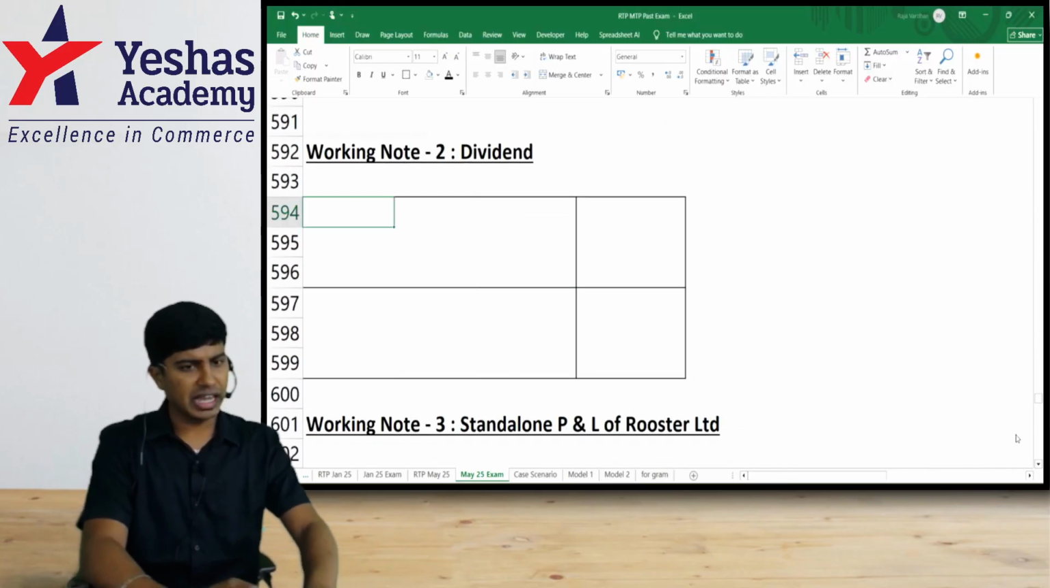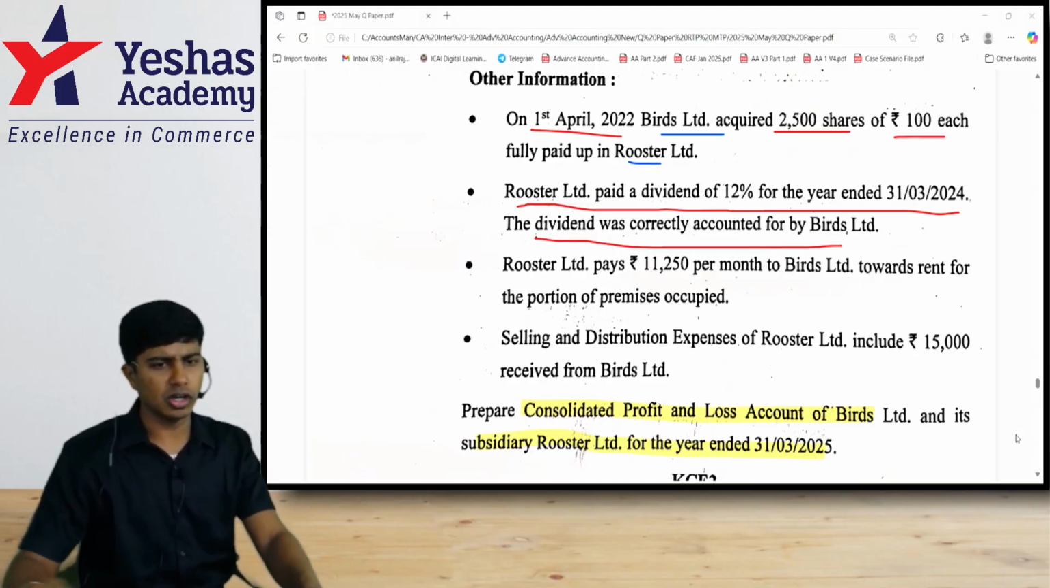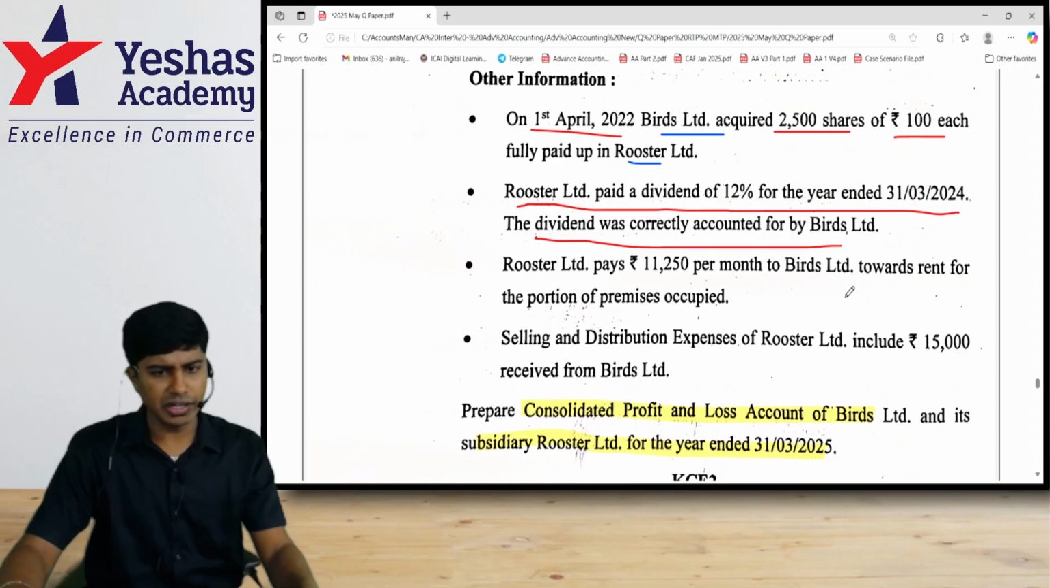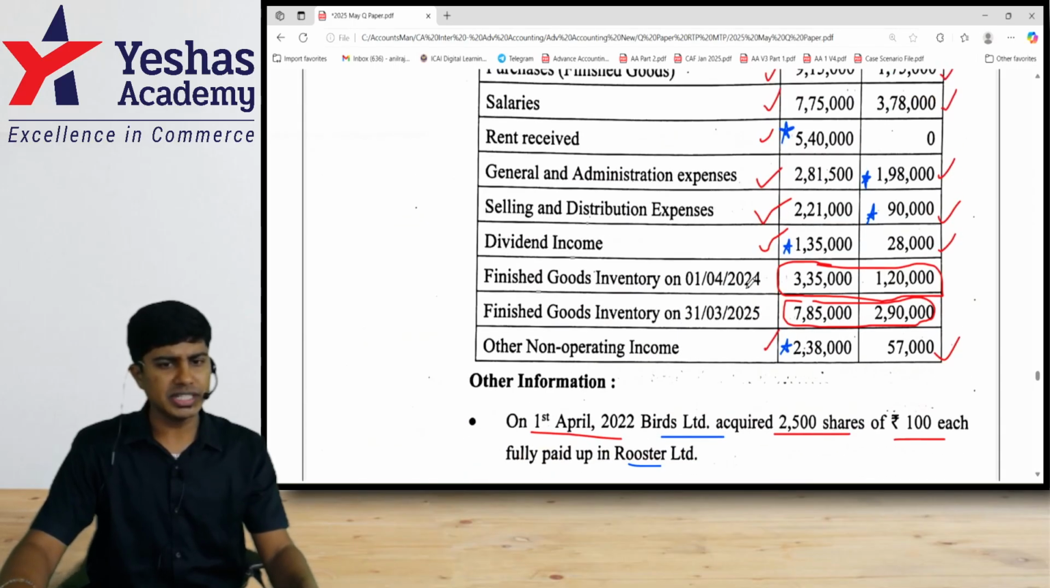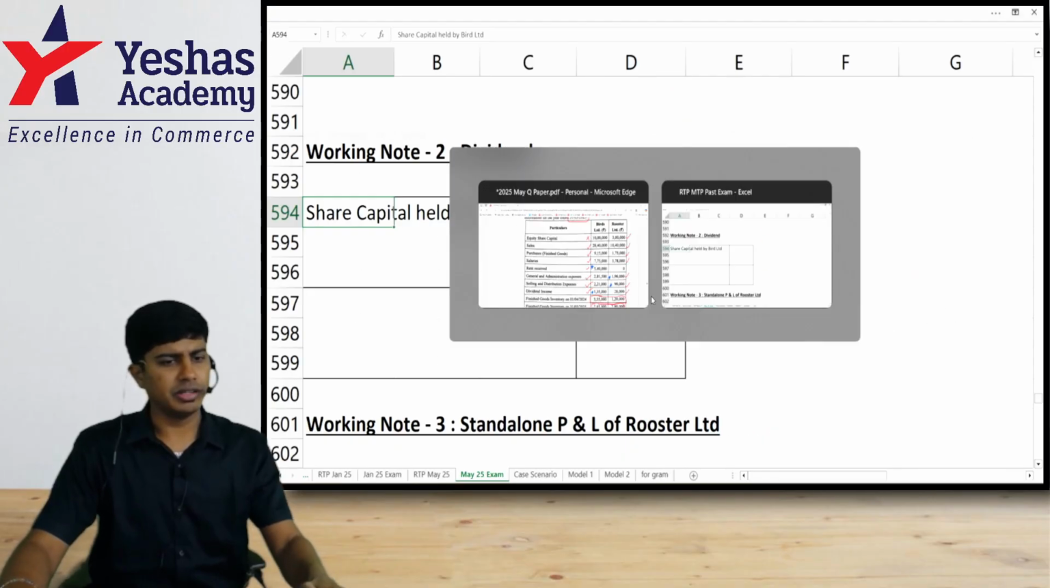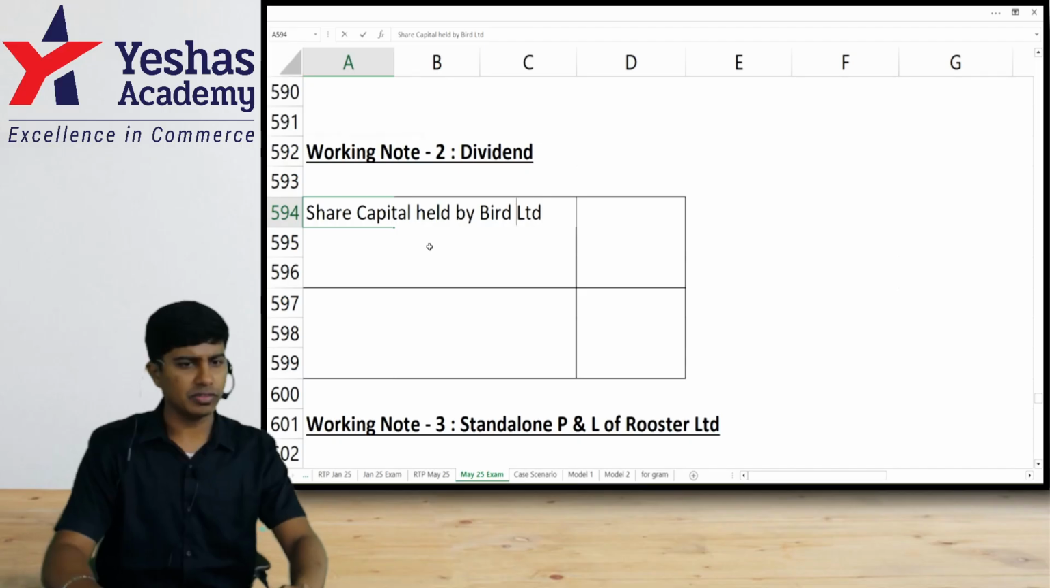Observe, share capital of Bird Limited or Rooster Limited. Who has paid dividend? Rooster paid a dividend. Rooster is the subsidiary. Am I right? Yes. Oh, sorry. I should write here share capital of Rooster.